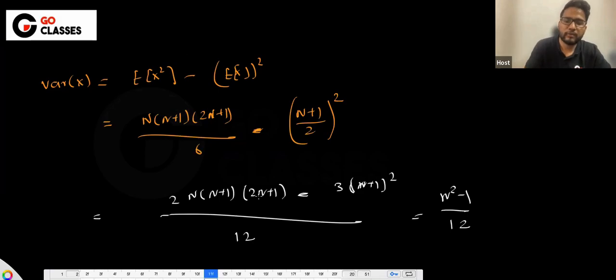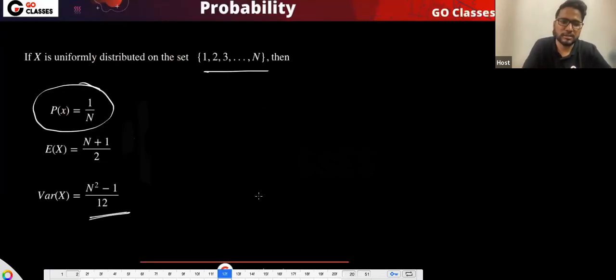So basically, the variance is this and the expectation is this. Now, I hope you can calculate the expectation and variance easily. For the given uniform distribution, it is very easy. If they just tell you that values are from 1 to n, you can say that every value will be having equal probability. So the probability is also given to you, and then you can find out the expectation and variance.